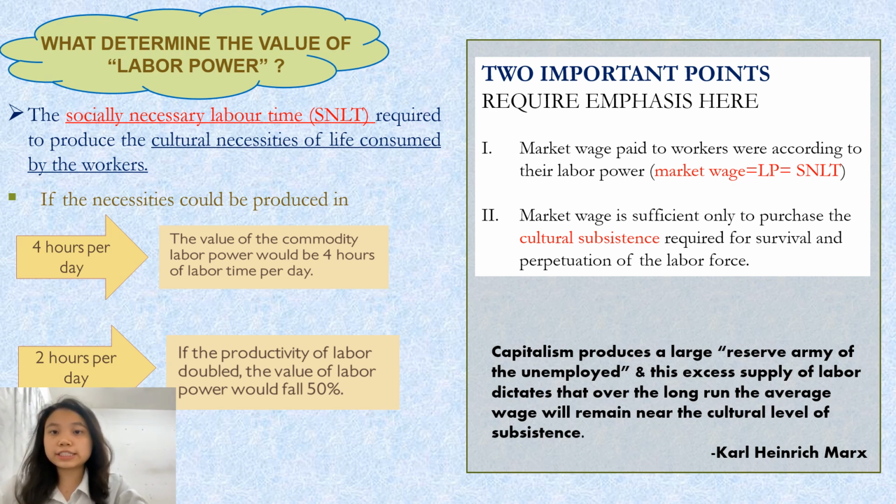The first important point is that the market wage paid to workers is according to their labor power, meaning that the market wage equals labor power and equals SNLT. The second important point is that the market wage is sufficient only to purchase the cultural necessities required for the survival and perpetuation of the labor force. According to Karl Heinrich Marx, capitalism produces a large reserve army of the unemployed, and this excess supply of labor dictates that over the long run, the average wage will remain near the cultural level of subsistence.